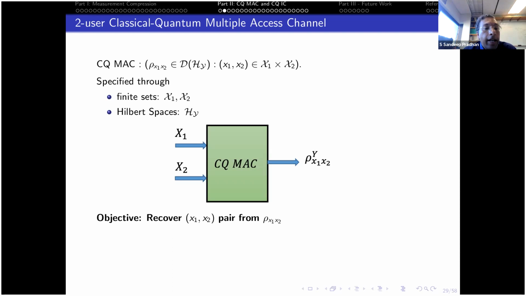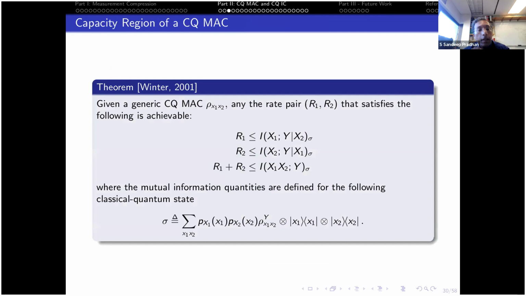So here X1 and X2 are the inputs, and rho X1 X2 Y is the output, where Y is the output system. And what is the capacity of this? The capacity was found by Winter in 2001. And for all of this, people have been using random unstructured codes.